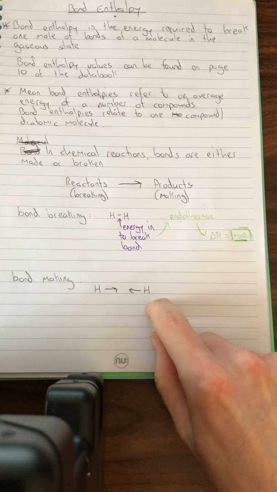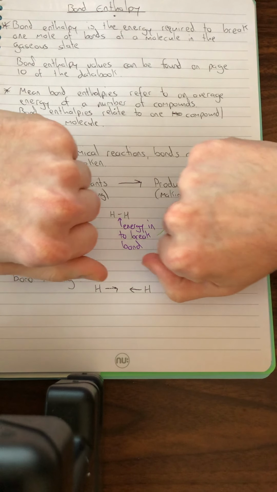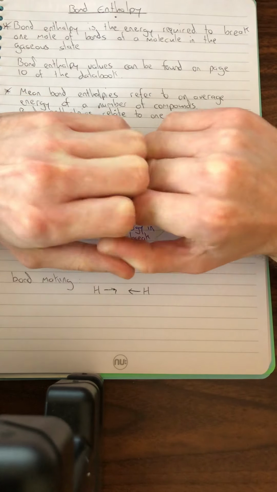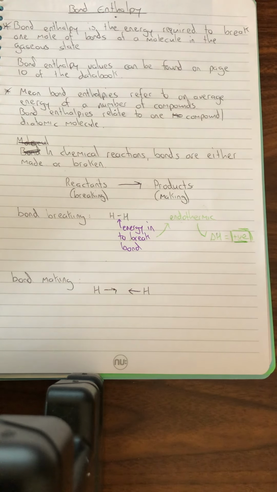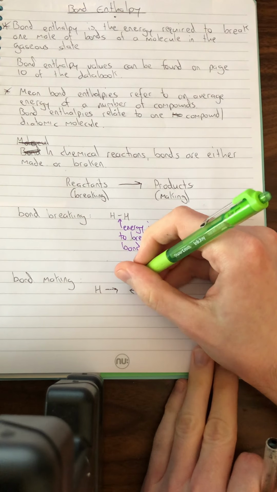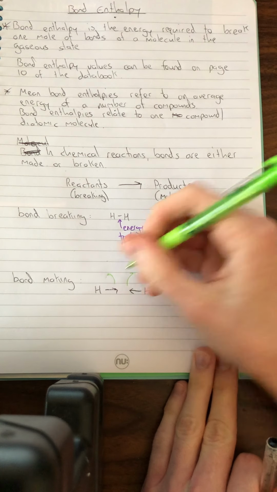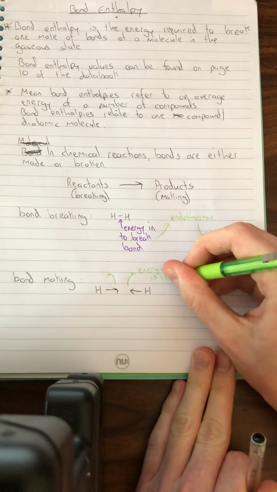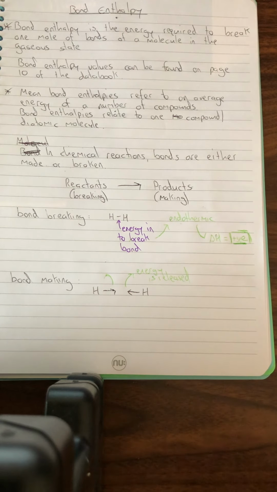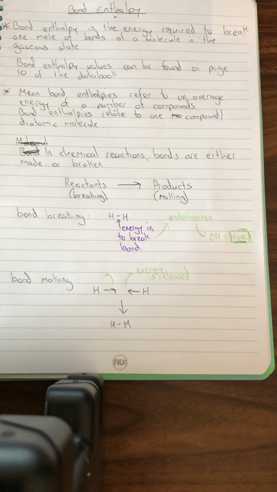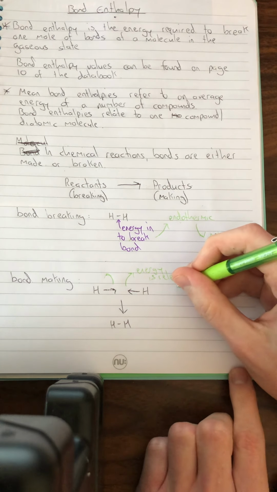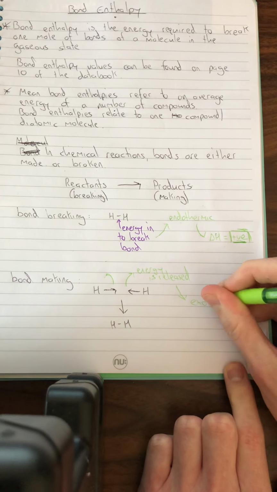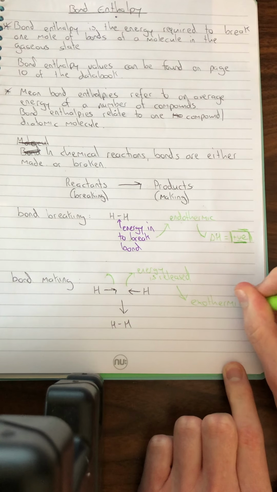And that's what's happening when we make a bond. So the two hydrogen atoms are going to come in and then they're going to release energy. So hit, release, okay? When they do hit each other, energy is released, okay? So we're getting an H–H bond like that. Energy is released, and hopefully you should know energy released is an exothermic reaction, okay?